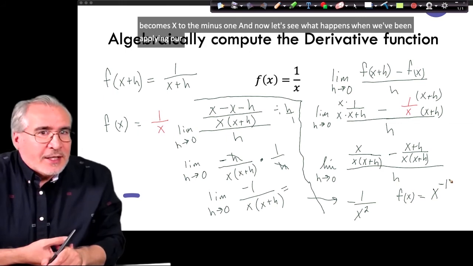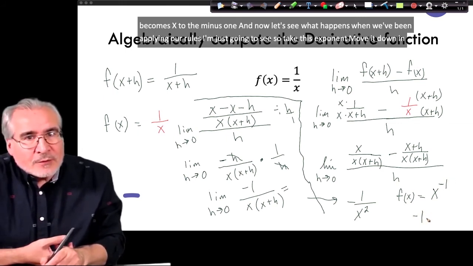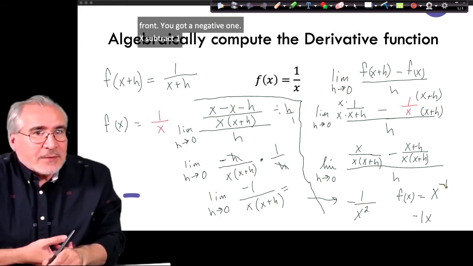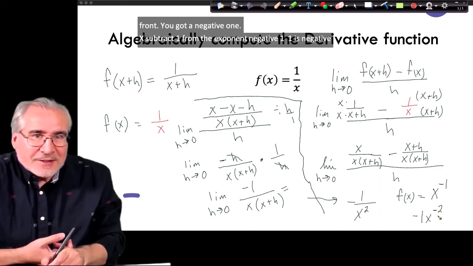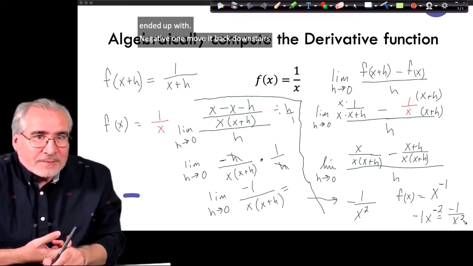I'm just getting you to see. So take this exponent, move it down in front. You got a -1 x, subtract 1 from that exponent. -1 minus 1 is -2. Look at, we ended up with -1, move it back downstairs over x squared.